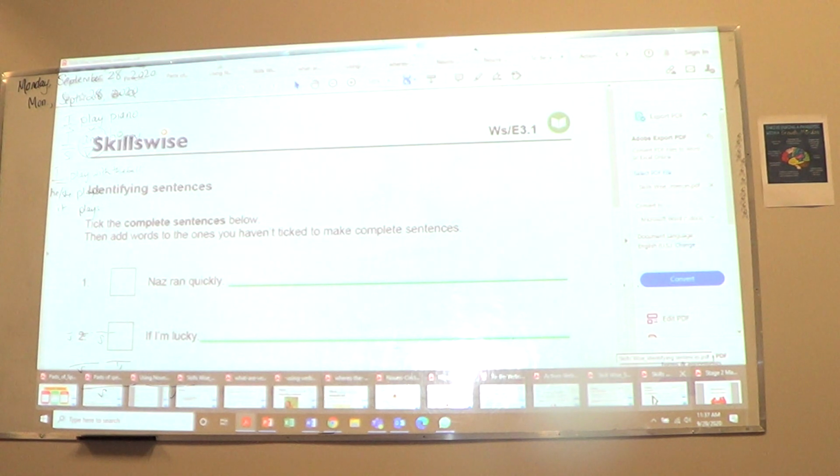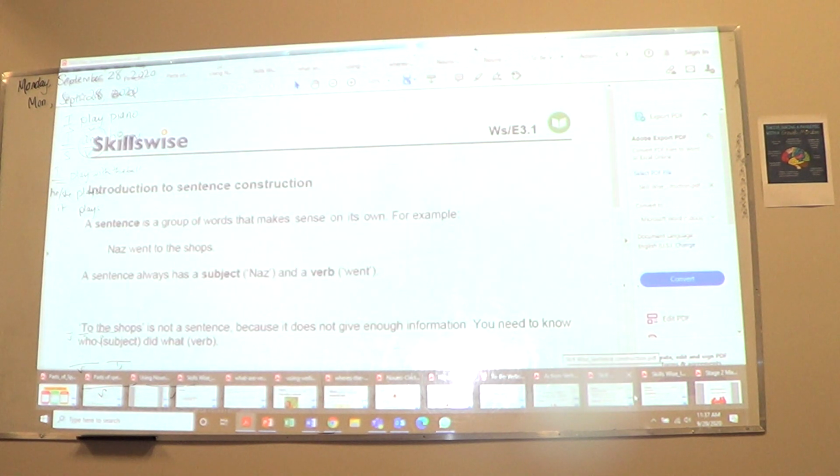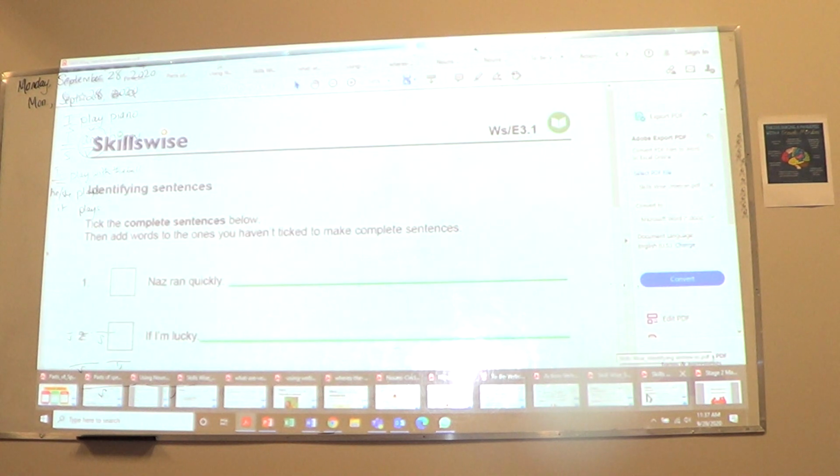Tick the complete sentences below, then add words to the ones you haven't ticked to make them complete sentences. Tick means like a check mark. So there's that one as well. We just have to check mark when it's complete. So, Naz ran quickly. Do we have a subject? Everybody say yes. Who's the subject? Naz. And what did he do? Ran. And how did he run? Quickly. Is it a complete sentence? Yes. So tick.